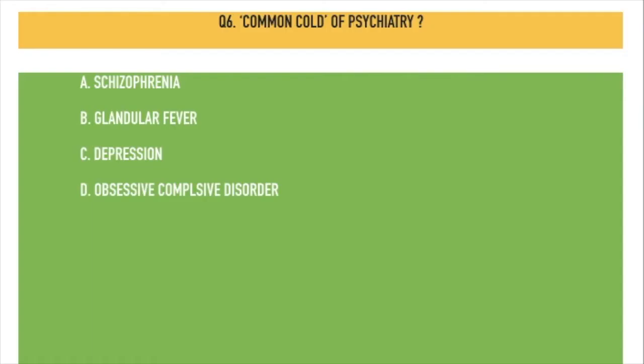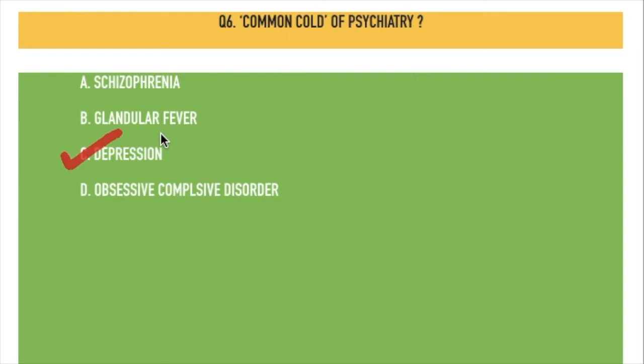So, common cold of psychiatry. Question number 6. A. Schizophrenia. B. Glandular fever. C. Depression. And D. Obsessive compulsive disorder. Here, the disease which is known as common cold of psychiatry, or the most common psychiatric condition, it is C, depression. Depression is the answer. Depression is known as the common cold of psychiatry.